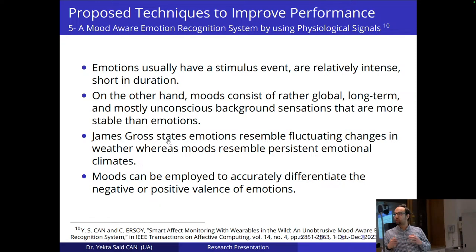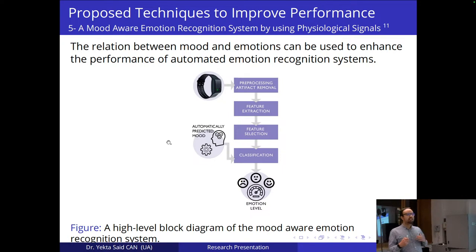For example, when you are in a negative mood, you are more likely to have negative emotions, whereas when you are in a positive mood, you are more likely to have positive emotions. So we can use this relation between mood and emotions to enhance the performance of automated emotion or stress recognition systems. Here we automatically predicted mood information from biosignals. Then we added this mood information to our classification system for emotion or stress. So again, we have some improvements in our model.